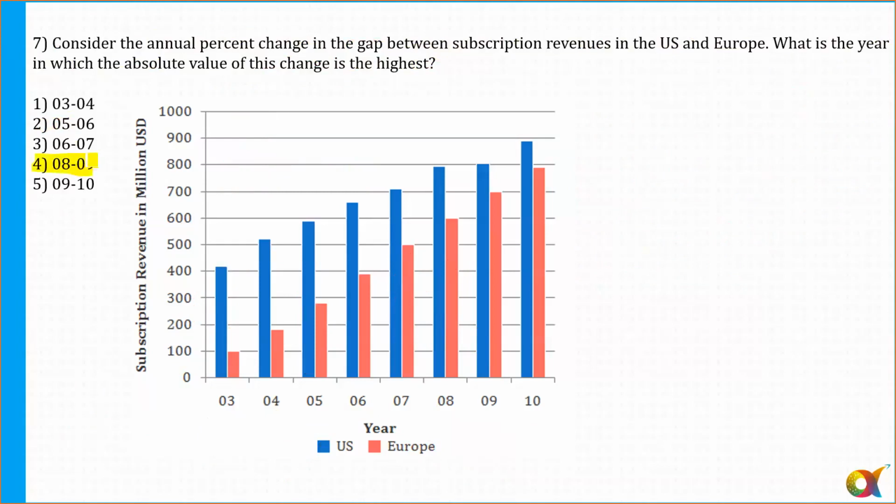Now, yes. So what does it say? It says consider the annual percentage change in the gap between subscription revenues in US and Europe. So I need to find out the annual percentage change in the gap between subscription revenues in the US and Europe. Okay. And what is the year in which the absolute value of this change is the highest here? Okay. Where it is the highest.